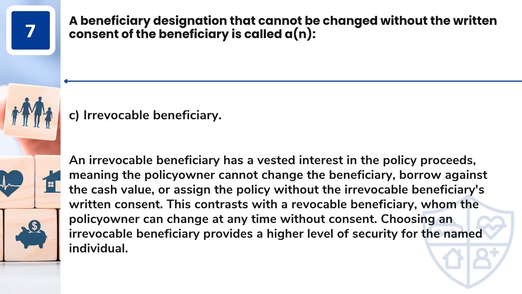Answer: C. Irrevocable beneficiary. An irrevocable beneficiary has a vested interest in the policy proceeds, meaning the policy owner cannot change the beneficiary, borrow against the cash value, or assign the policy without the irrevocable beneficiary's written consent. This contrasts with a revocable beneficiary, whom the policy owner can change at any time without consent. Choosing an irrevocable beneficiary provides a higher level of security for the named individual.